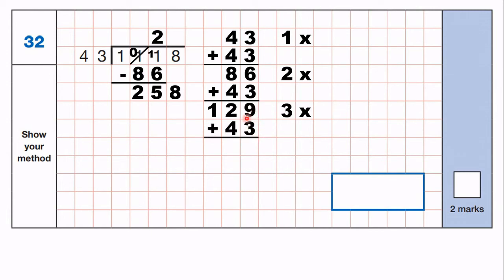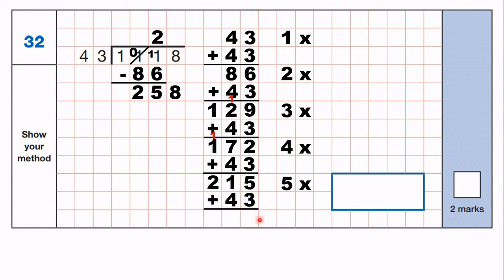9 plus 3 is 12, so 1, 2, and I've written the 1 in red only so that it's easier for you to see. 1 plus 2 plus 4 is 7, and 1 plus nothing is 1, so that's 4 times. Adding another 43, we get 215 for 5 times, then another 43 takes us to 258 for 6 times. So 258 divided by 43 is 6. So that's the final digit of our answer line. So our answer is 26.